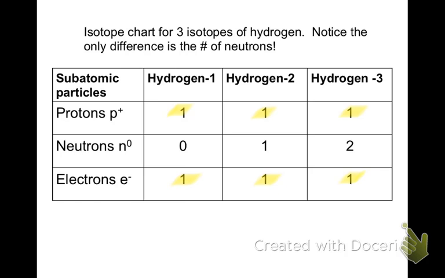So hydrogen 1 has a sum of protons and neutrons equal to 1. That means 1 proton plus 0 neutrons equals 1. 1 proton plus 1 neutron equals 2 for the mass number here. 1 proton plus 2 neutrons equals 3 here. So that's how we get hydrogen 1, hydrogen 2, and hydrogen 3, because there are 3 isotopes of hydrogen. The only thing that changes is the number of neutrons, which affects the mass number.